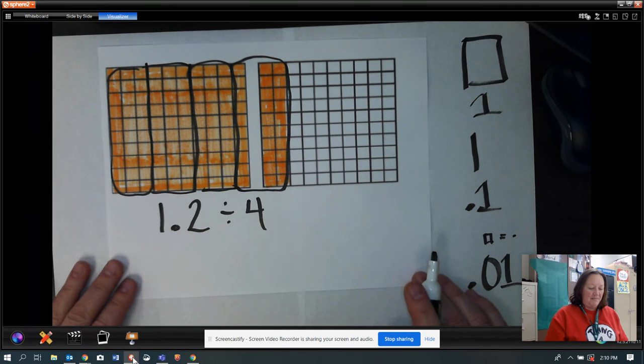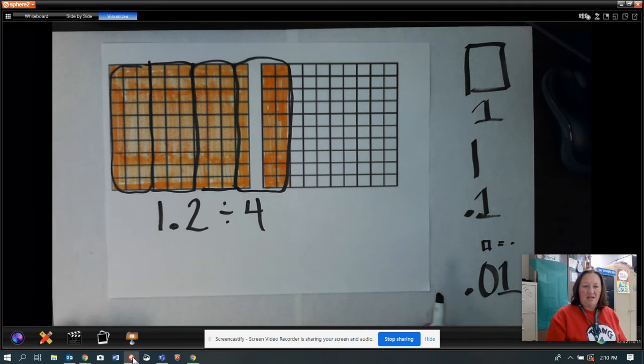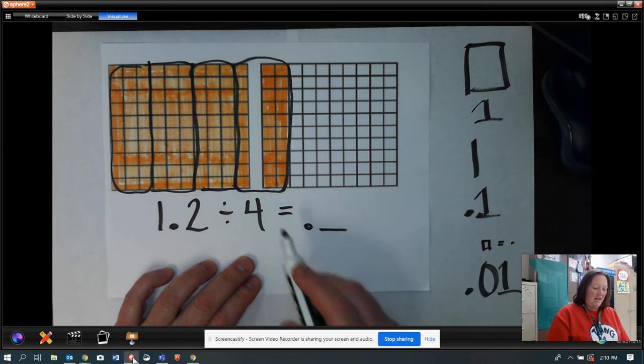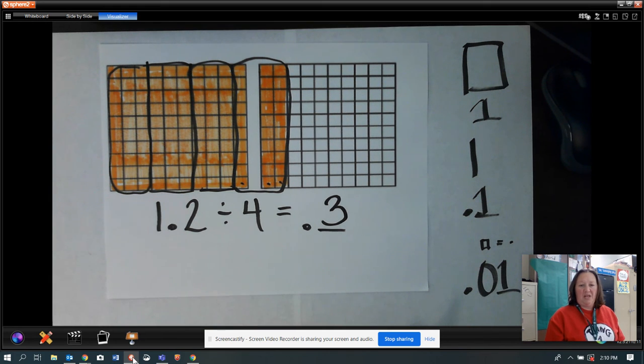And now this time it's a little different because I don't have just hundredths in there. This time I do have complete columns. So now I do have tenths. And I have 1, 2, 3 in each group. So my answer to that would be 3/10.